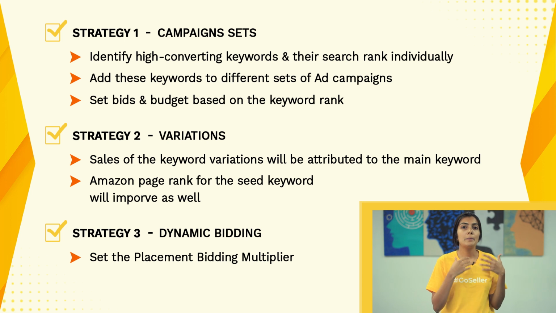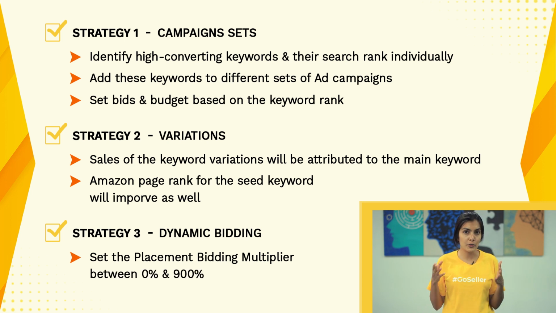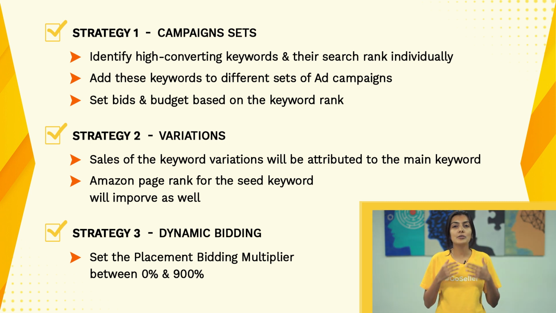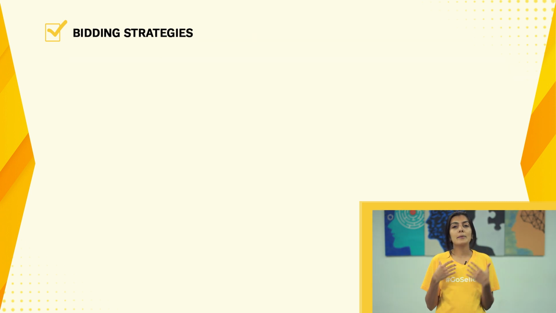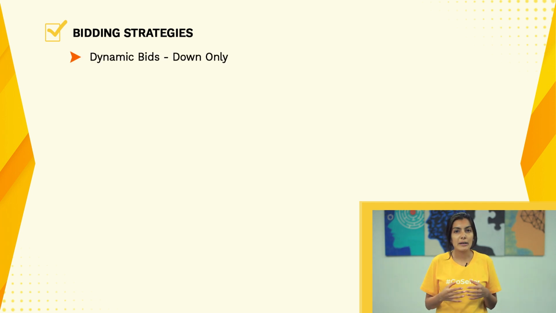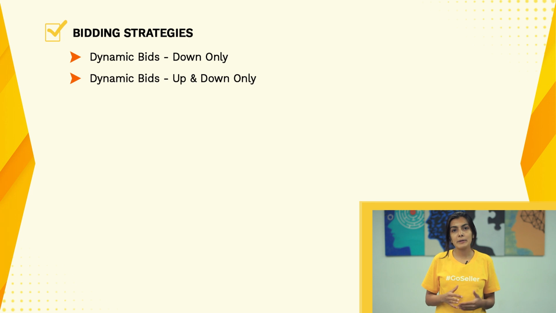Based on this insight, you can set up the placement bidding multiplier between 0% and 900% to further improve your odds of landing sales and improving your brand awareness. In addition to the placement bidding multiplier, Amazon also provides 3 different types of bidding strategies: dynamic bidding down only, dynamic bidding up and down, and fixed bids.